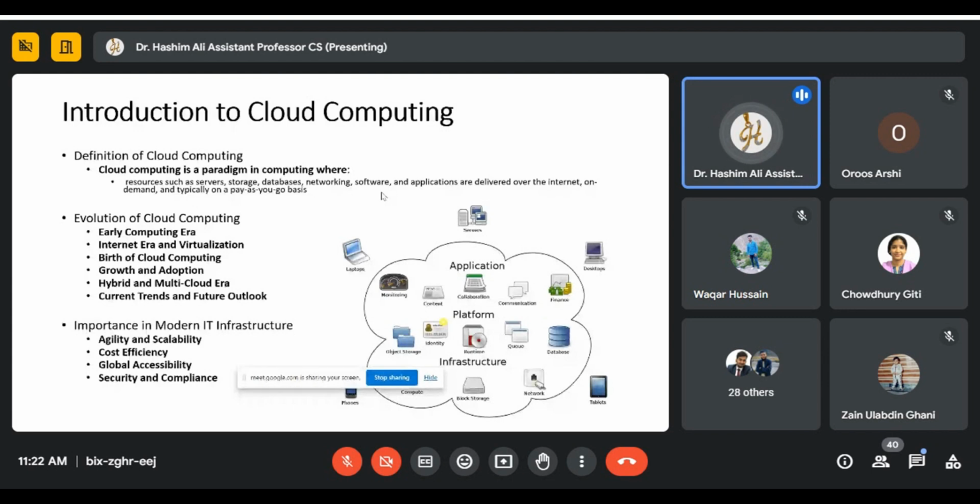Importance in modern IT infrastructure: when we look at the importance of cloud computing in the scenario of modern infrastructure, we talk about agility and scalability. Obviously, everyone knows how important agility and scalability are. Then we look at cost efficiency. Then, specifically in IT infrastructure, we talk about global reach and accessibility. And then an important thing is security and compliance. We will talk about each individually.